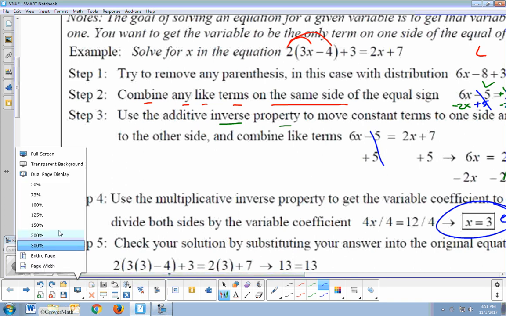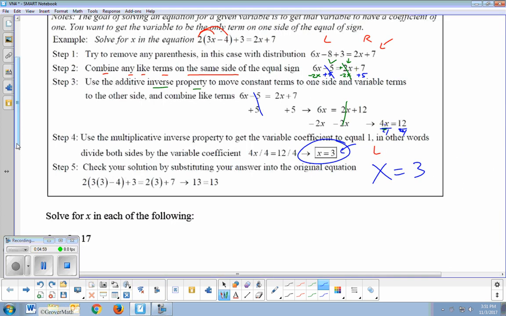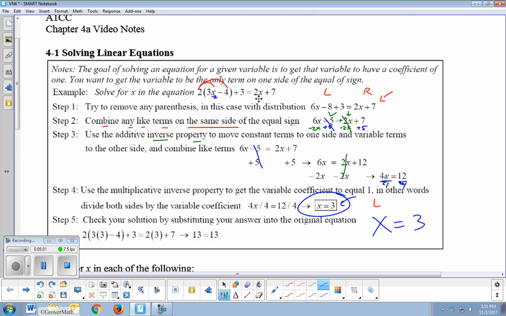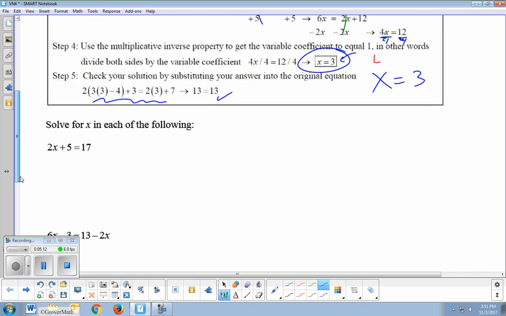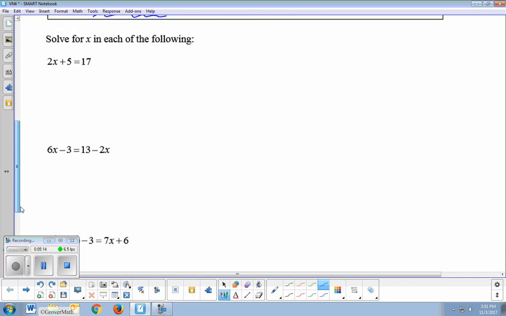Just replace your x's in the original equation here and here with 3. And that's what you see here. And do a little bit of algebra, and you'll end up getting the left side equaling the right side to be the same thing. It's not always 13, but it's going to hopefully be the same number on both sides. That's how you check it.